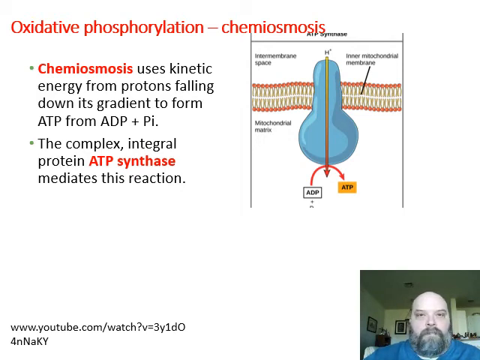Okay. And our final step here in cellular respiration. The final step also of phase 3 of oxidative phosphorylation, what is known as chemiosmosis. Chemiosmosis is basically linking kinetic energy of hydrogens flowing across the membrane to the making of ATP.